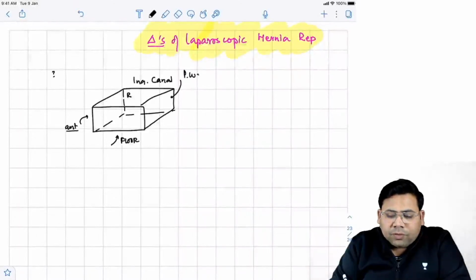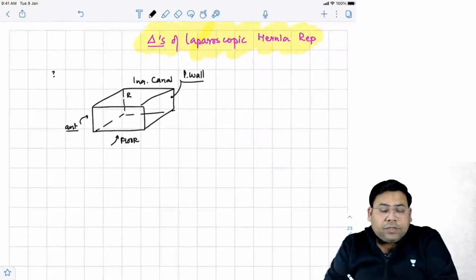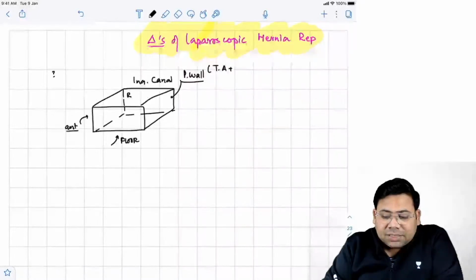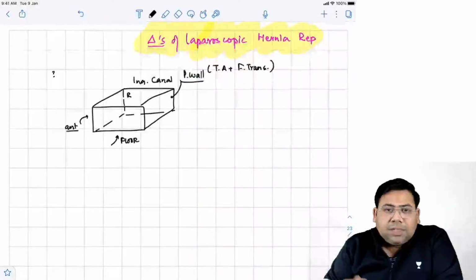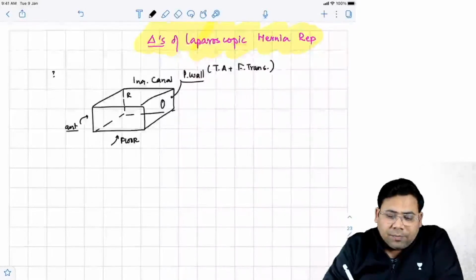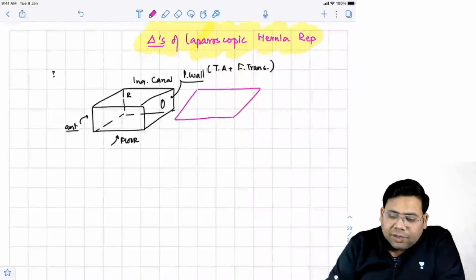I hope you know the posterior wall is made up of what? Yes, transversus abdominis plus fascia transversalis. So actually you are seeing the fascia transversalis, which is having the deep ring, the hole which is known as deep ring. The next, the cavity behind that. What is that cavity behind? This is the abdominal cavity.